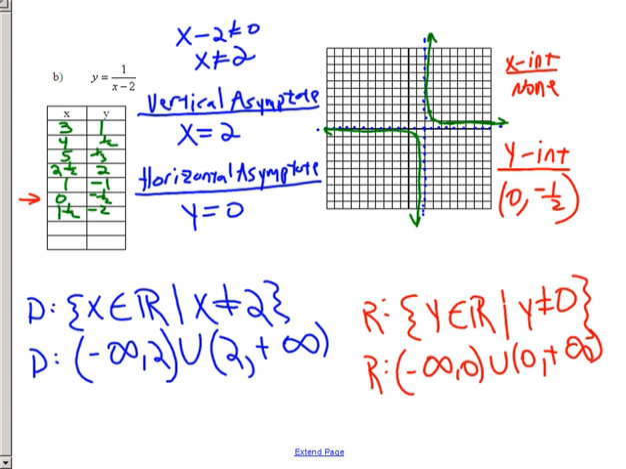This function, by the way, is neither even nor odd. When we get to that, you can see that there is no symmetry here. Some people would say, well, it is symmetrical about the asymptotes. That's correct. There is some symmetry in terms of the asymptotes, but it is not symmetric with respect to the x-axis or the origin or the y-axis. So it's not even or odd. It has no symmetry in terms of axis or origin. Okay? Let's move on to another function.